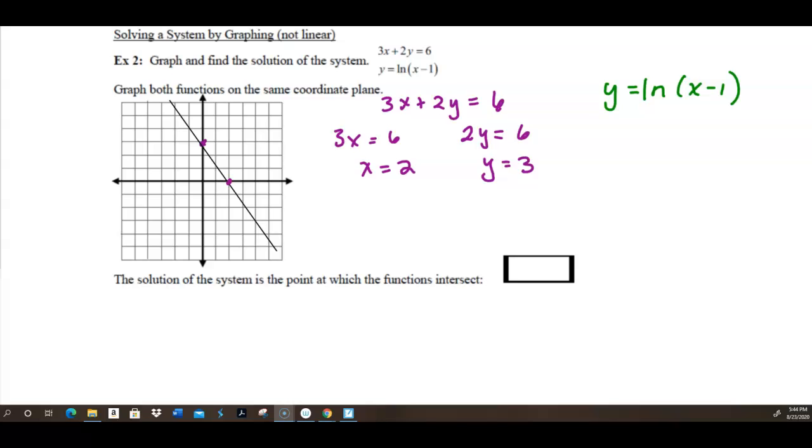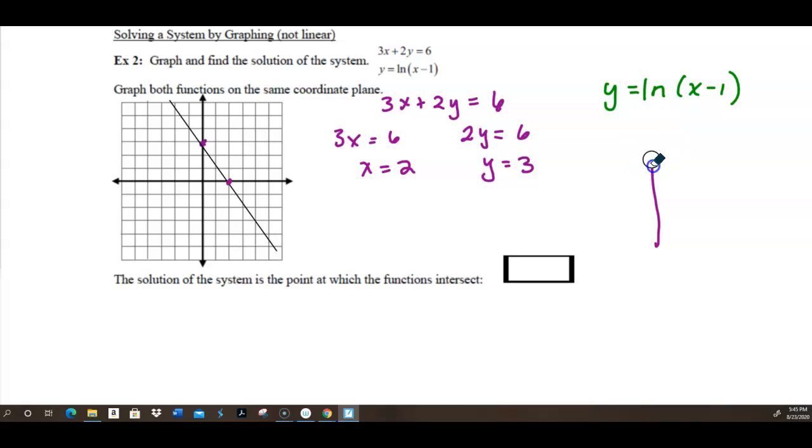So the first line, we had 3x plus 2y equals 6. I went ahead and graphed that by intercept. So I plugged in a 0 for y and got x equals 2, graphed it here. Plugged in a 0 for x and got y equals 3, graphed it here, and graphed my line. Now the second equation happens to be logarithmic. So y equals ln x minus 1.